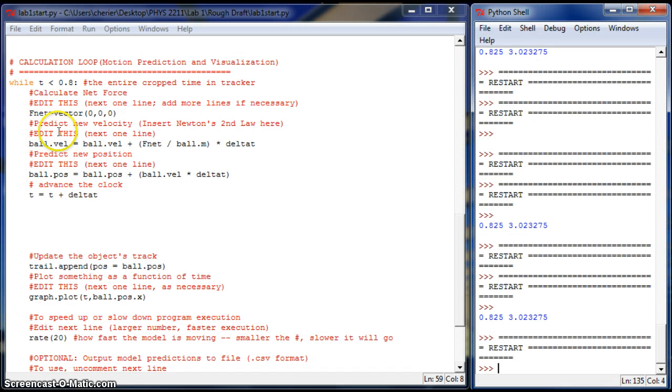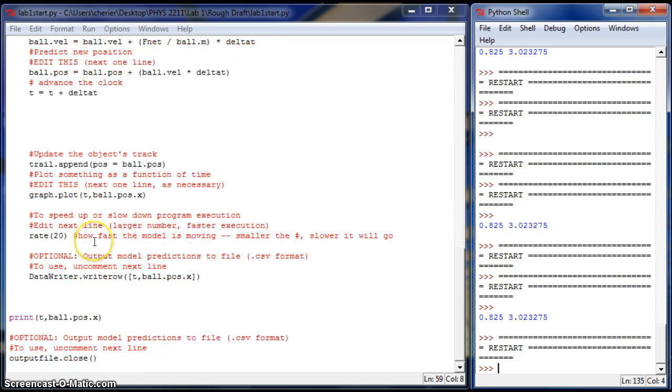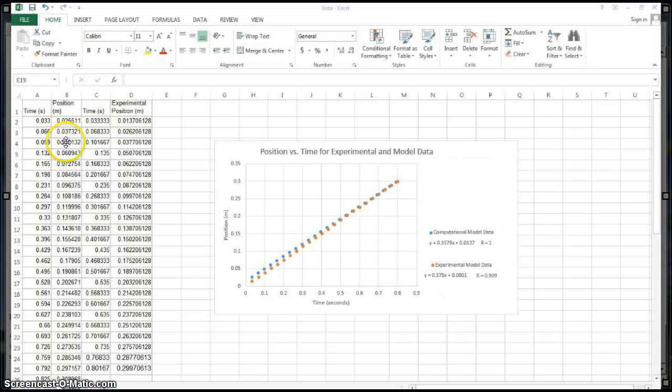Next, the ball.vel variable is defined using Newton's second law, which was shown previously. And finally, the new predicted position after each time step is denoted by ball.pos. The trail of the object has then been tracked by a successive time step by the line t equals t plus delta t and trail.append. After retrieving data from the computational model and the experimental model, this is the data extracted.